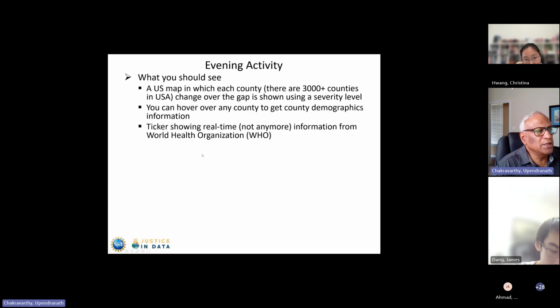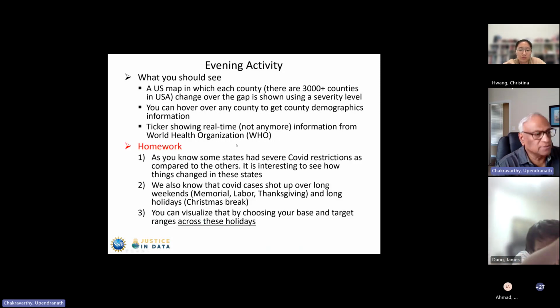What you should see is a US map in which each county, there are 3,000 plus counties, shows the change over the gap using a severity level. You can hover over a county to get county demographics. For example, you can get the population of the county, mean income rate, mean education rate, and other things. There is also a ticker showing real-time information from the World Health Organization. This is another thing that is not very easy to do, because you have to get data in real time and then store it, like a ticker symbol for stocks.